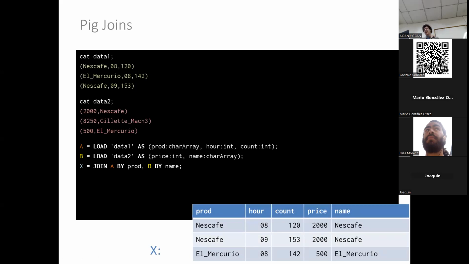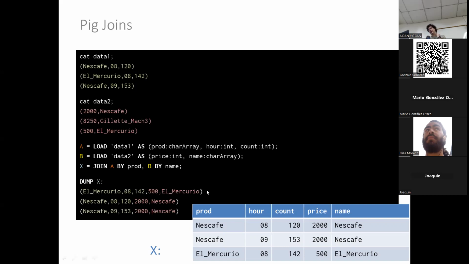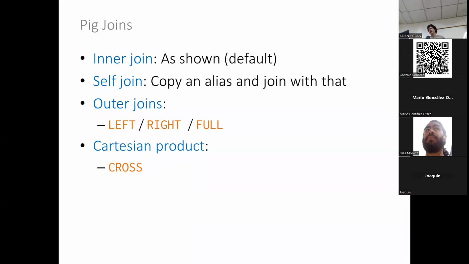The result of the join between A and B. We dump the data and we see that we have tuples of 5. So this is your typical inner join. In Pig, we can apply inner joins as we just saw. These are the defaults. If you don't specify anything, and just say join, it's going to be an inner join.